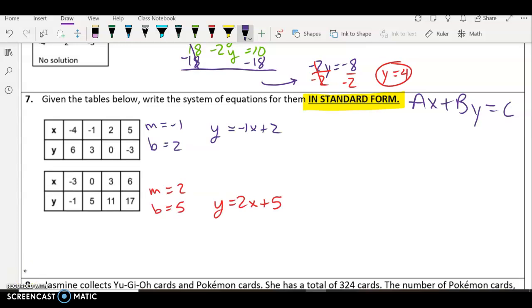All right, so checking to see that these equations are correct. They are in y equals mx plus b form. You should have gotten these m's and b's by putting these tables into Desmos and getting the m's and b's and then writing your equation. Now try to convert it to standard form. Pause the video, give it a shot, and then unpause to check your answer.